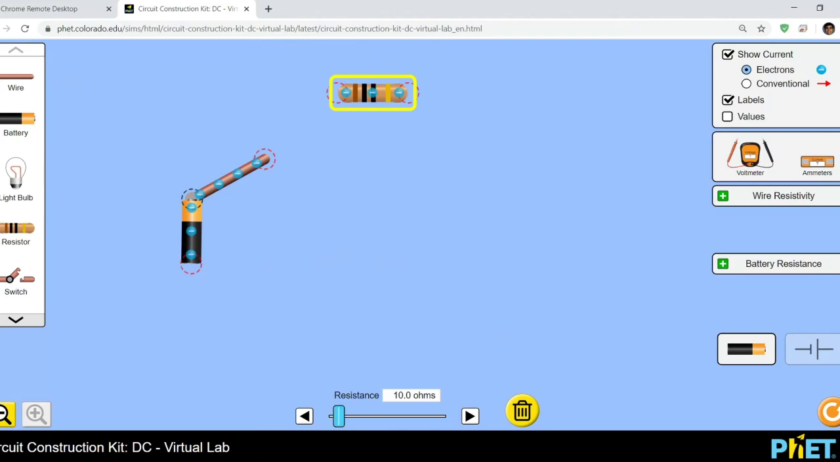All right, and if I change the value, you'll see that the colors change. Whoa! Right, here's 120: brown, red, brown. And this last one, this gold one here, doesn't change. That's the precision one. All right, let's just leave it at 10.